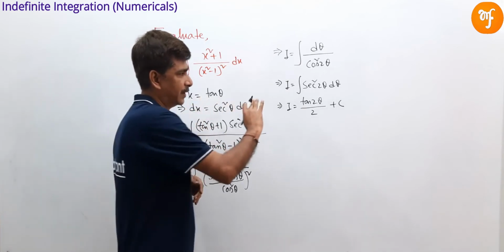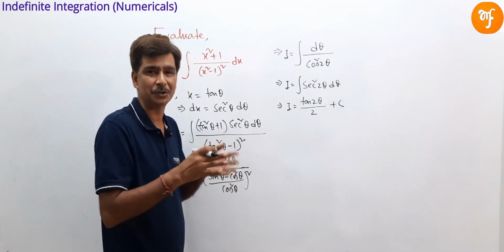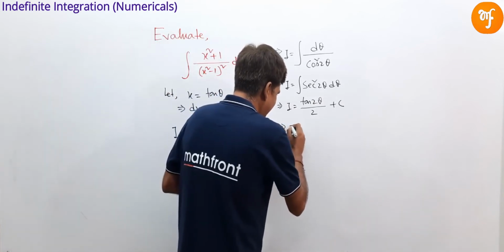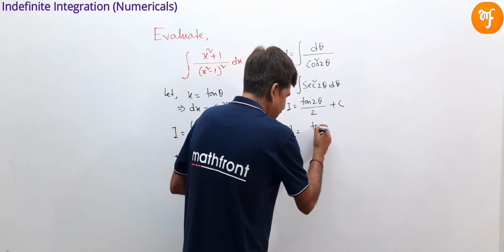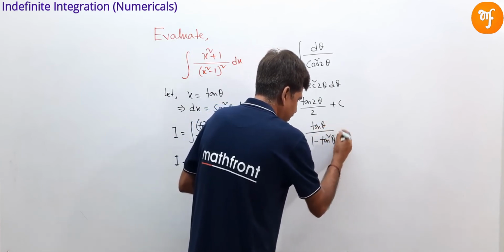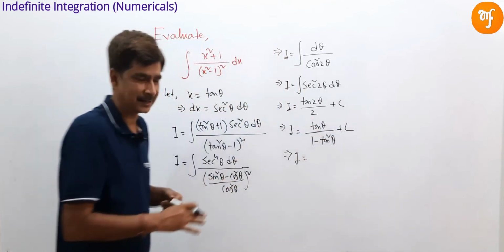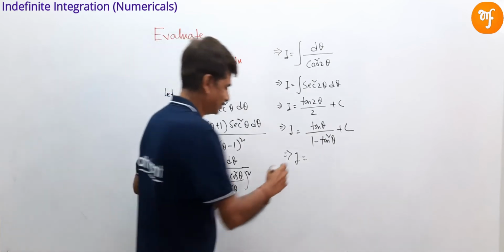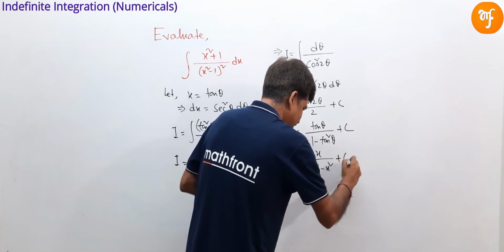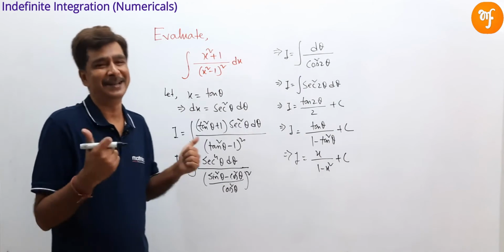So first of all we will break tan 2 theta as 2 tan theta divided by 1 minus tan square theta, and we will substitute tan theta by x. Okay. So what will be I? I is equal to tan theta divided by 1 minus tan square theta plus c. So what is I? Substitute just tan theta by x. So I is equal to x divided by 1 minus x square plus c. So this is the final answer. Okay, clear? Now come to the next question.